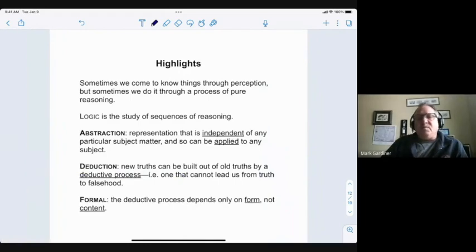The first place to start is the idea that we have different ways of coming to know things. On the one hand, we can come to learn new things through experience or perception, just going out and looking at the world. But more importantly, for our purposes, we often come to learn new things on the basis of other things that we know. That is, through a process of pure reasoning or thinking. And Aristotle was the first to characterize logic as the study of the sequencing of reasoning and develop some of the main core ideas and concepts and methods by which we can understand that process.